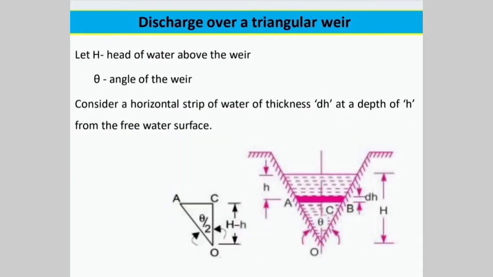Discharge over a triangular weir. A triangular weir is shown here. Let H be the head of water above the weir. Theta is the angle of the weir. Consider a horizontal strip of water of thickness dh at a depth of h from the free water surface.